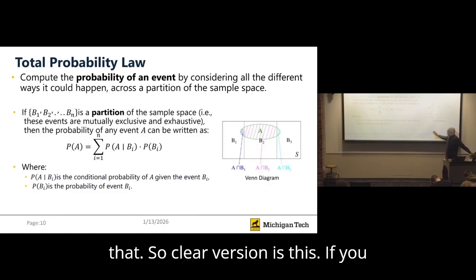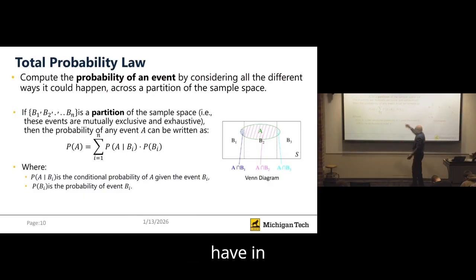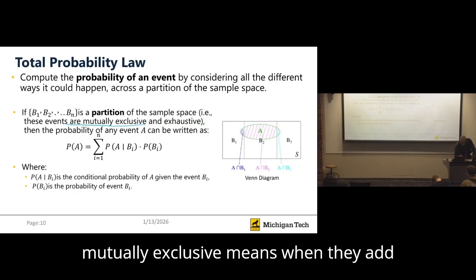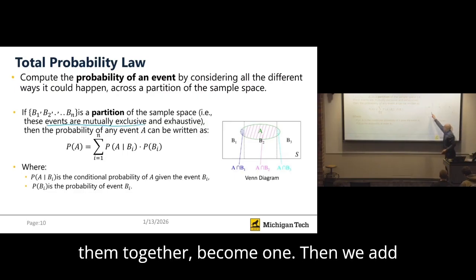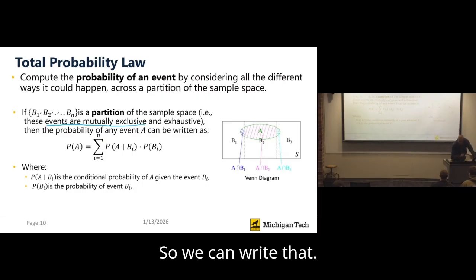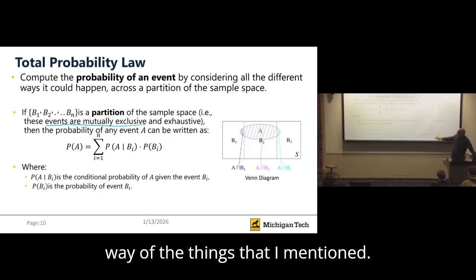So the clear version is this. If you have n mutually exclusive events, mutually exclusive means when we add B1, B2, B3 together they become 1. So we can write that. This is just the general way of the things that I mentioned.